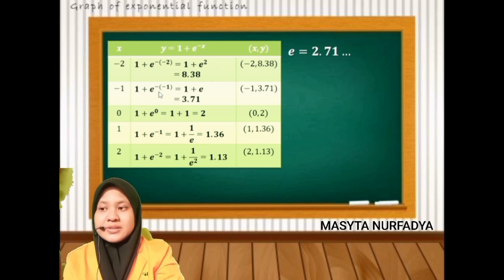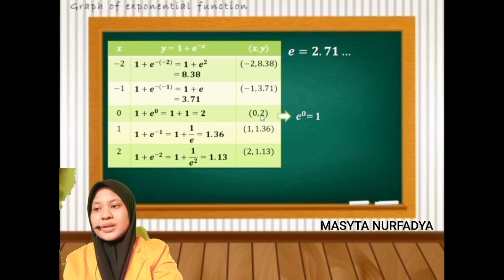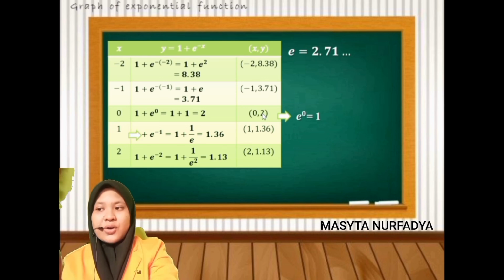Next, the third row, if we input the value of 0 into the equation, then we get y equals 1 plus Euler to the power of 0. Guys, remember the properties of exponential functions. Euler to the power of 0 equals 1. So, which means y equals 1 plus 1 equals 2. So, y equals 2. Next, the fourth row of the table.